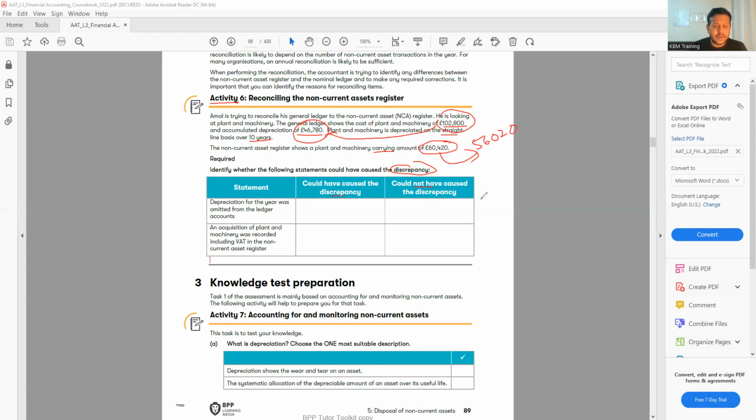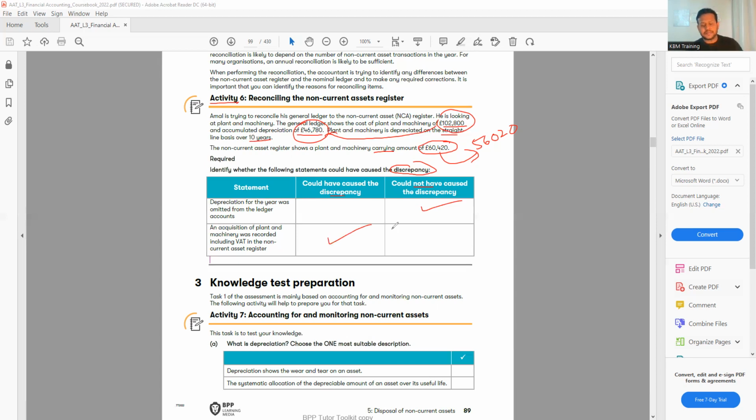This is not the reason, because if I have a less carrying value, that means either I bought some non-current asset and forgot to record it, or something with the VAT. An acquisition of the plant and machinery was recorded including the VAT in the non-current asset register. So this could be the possible reason.